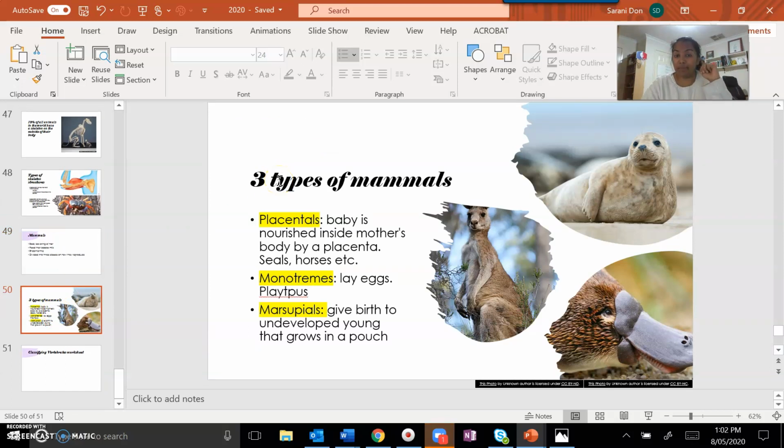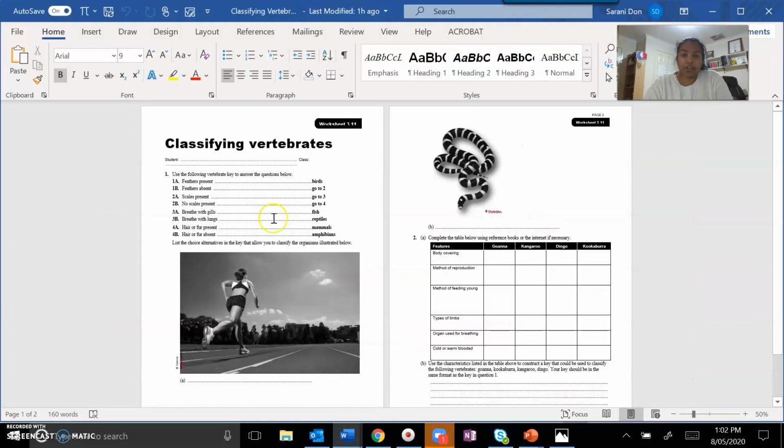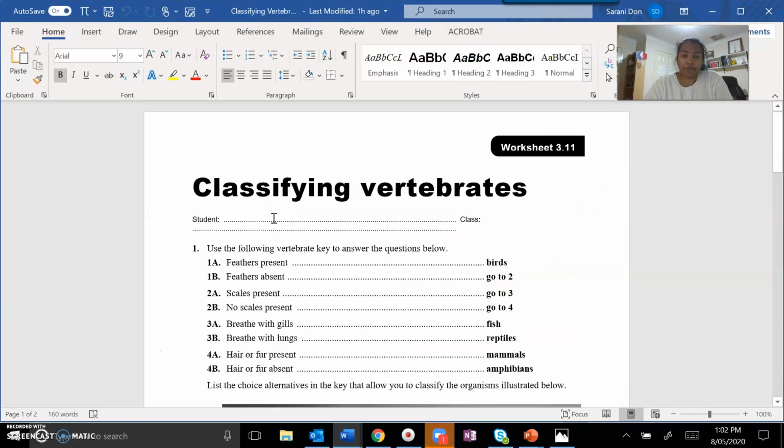And know the 3 types as well and the differences. So after you've written all these terminology down, have an understanding, I want you guys to complete this worksheet, which I've uploaded onto OneNote. So I'm going to go through it with you now.